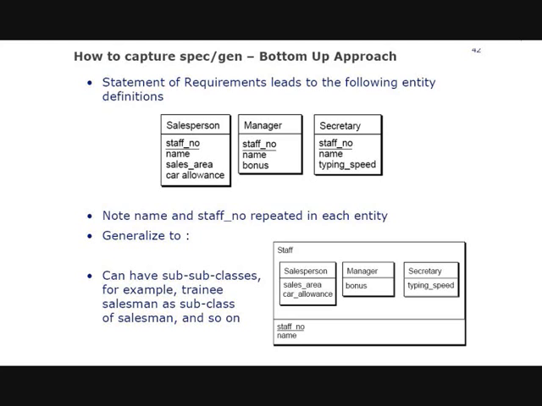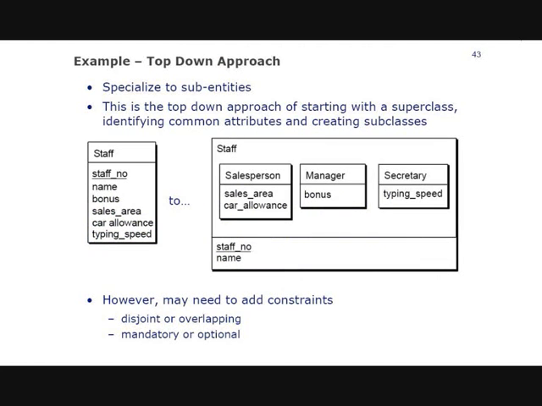Okay? Or alternatively, I could do it with the other process. So I start with my generic entity, my entity that defines all of the different types of staff, but I think, hold on a minute, in there I might have some of the staff that don't have a bonus, some of the staff that do have a bonus, some of the staff that have typing skill or not. So I identify the commonality, but also what is different. So I am doing the specialization. So either by generalization or specialization, I can arrive at this type of class hierarchy.